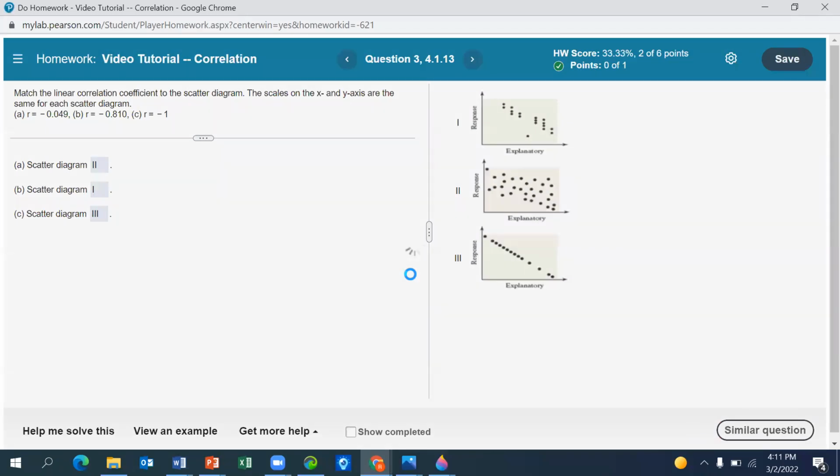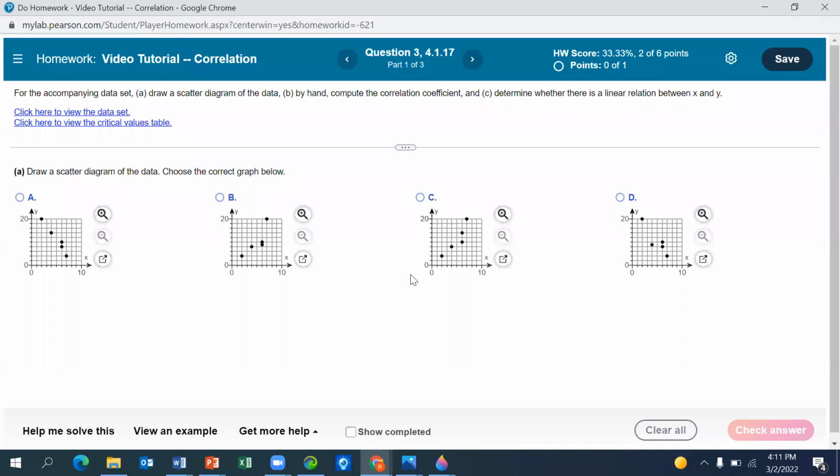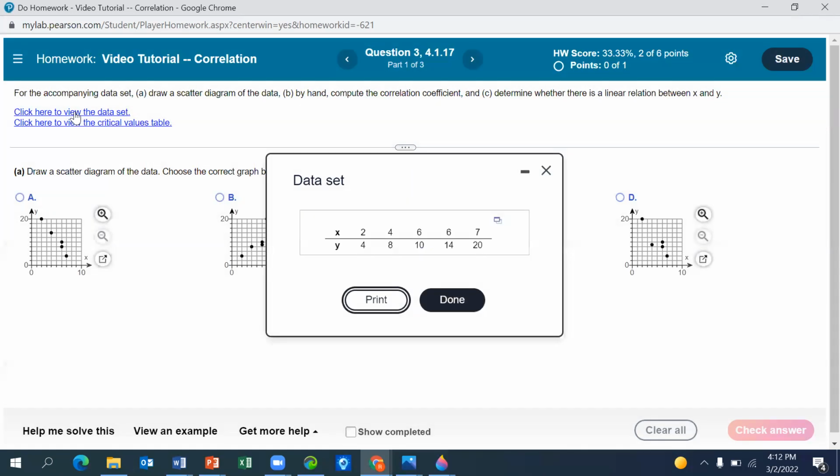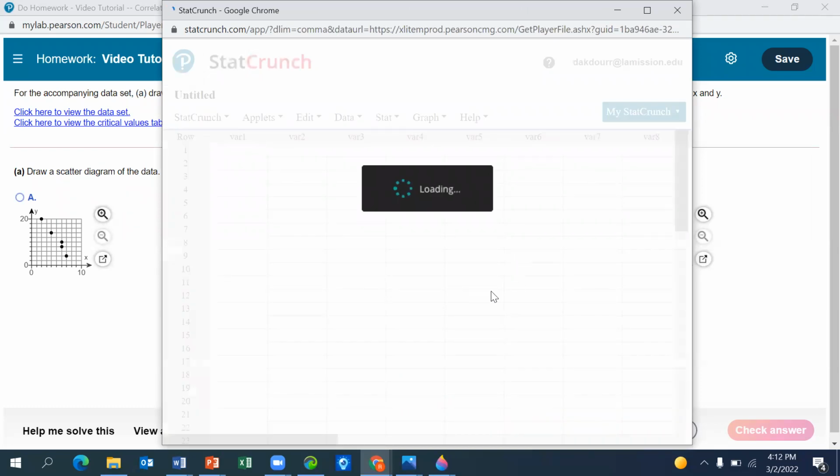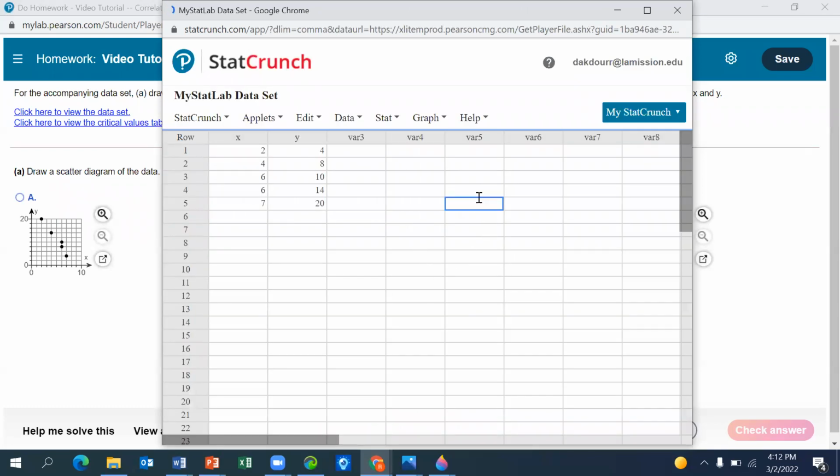All right. So going to the next question here, we're going to have to draw a scatter diagram. So we already have A, B, C, D. We basically need to draw it on StatCrunch. You want to compare which one is the right answer. So let's go ahead and do that. So click here to view the data set, and here they are. You click on the small box right there. You open in StatCrunch. And you have to click somewhere else.